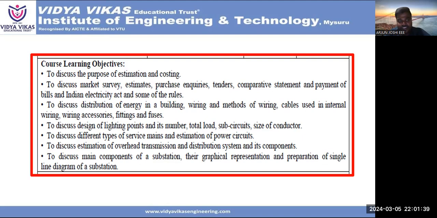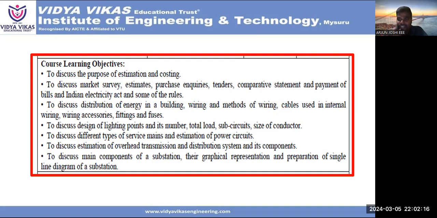The second objective is to discuss market survey. What do you mean by market survey? Why do we need to conduct a market survey? These are the things we need to understand. And estimates. What do you mean by estimator and estimate? What is the difference between those things? We need to learn. Purchase enquiry. Why do we need to conduct an enquiry? What do you mean by purchase enquiry? These are general things. We actually use these terms and methodologies in our daily life. Those things we will understand in this subject. Next, tender. What do you mean by tender?